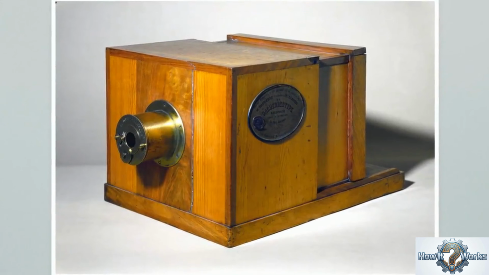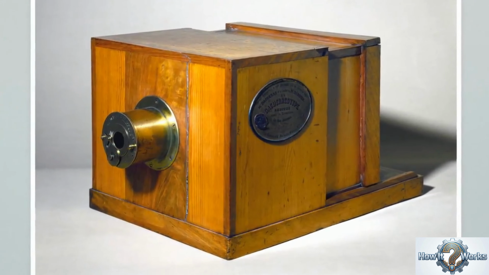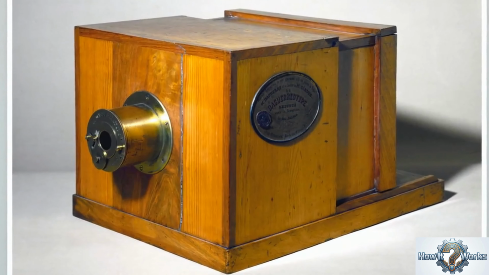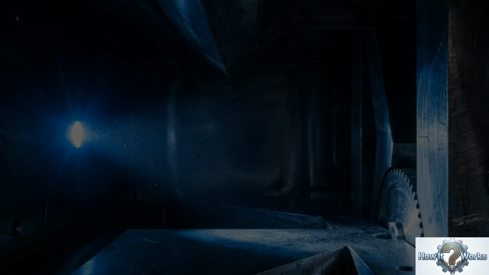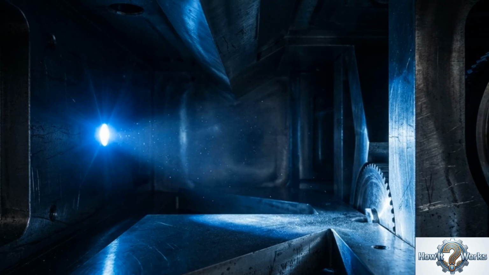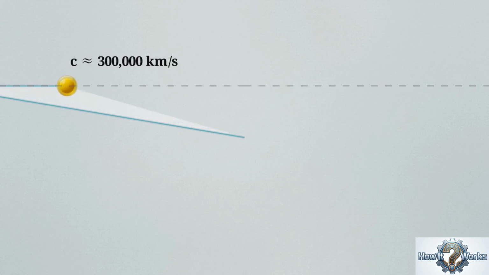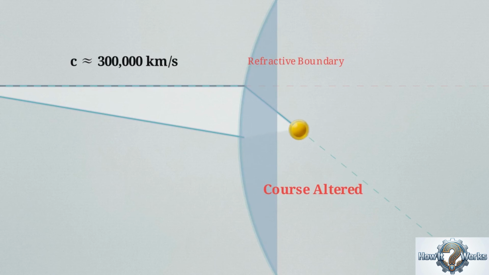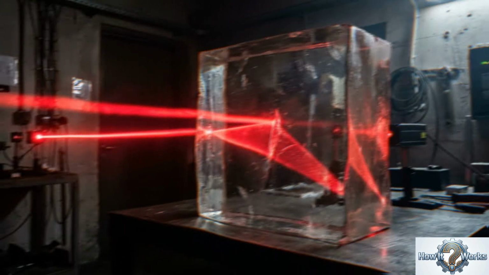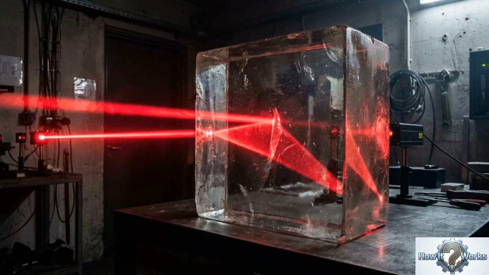Since the invention of the camera, engineering has been driven by a single physical obsession, the desire to freeze time. To do that, we had to figure out how to build a mechanical trap for a photon. In a vacuum, a photon travels at approximately 300,000 kilometers per second in a straight line. To capture an image, we have to force that particle to alter its course. We must engineer a physical medium to manipulate its speed.